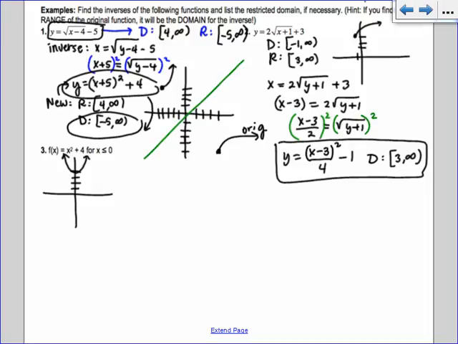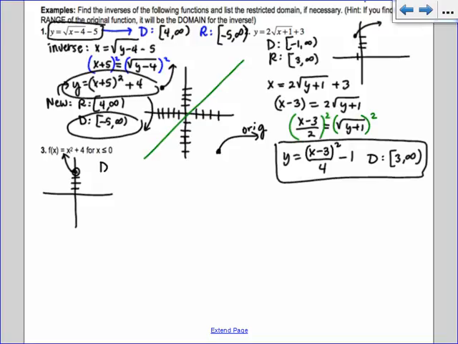That is not a one-to-one function the way I've drawn it, because it touches more than 1 point on the horizontal line test. So that's why I've included x is less than or equal to 0. That means we get rid of the right side. So it's open like that.